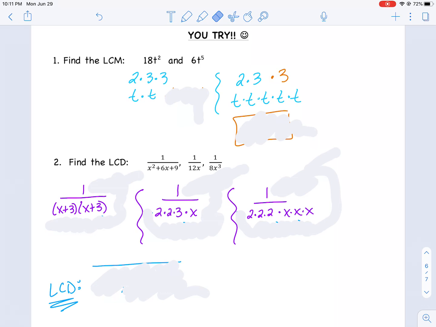But what is the first one missing that the second one has? Well, he has 2 t's, but he needs 5 of them to be the same as the second one, right? So he needs 3 more. They now have a common multiple. They have 2, 3, 3, and then 5 t's. Really, they have an 18t to the 5th, which would be the least common multiple. Hopefully you got the same thing I did.